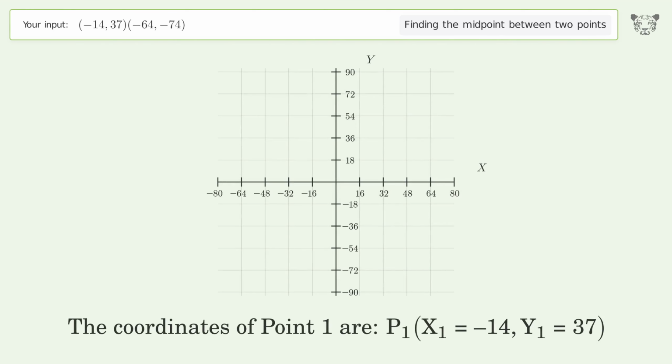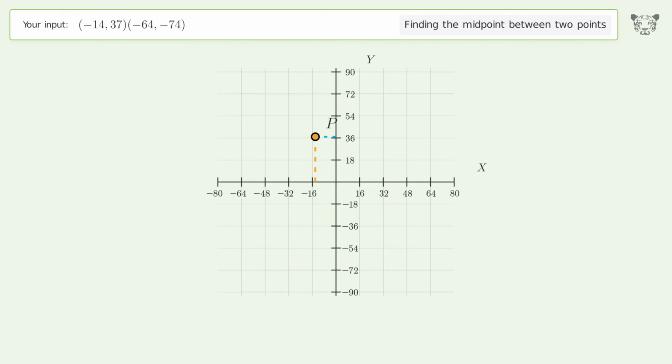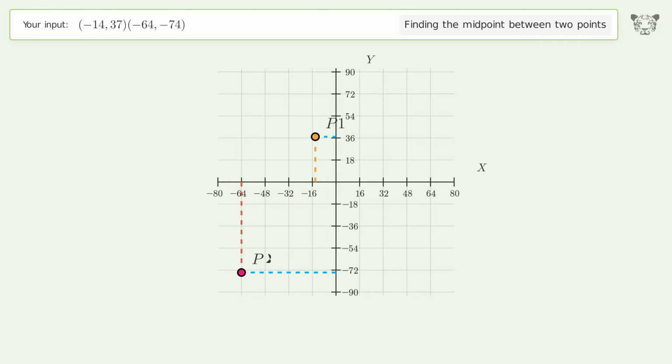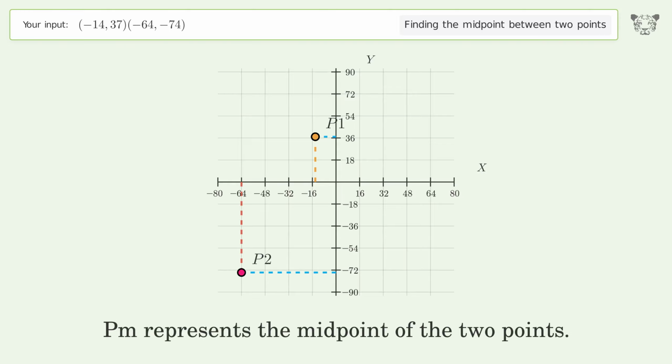The coordinates of point 1 are x1 equals -14, y1 equals 37. The coordinates of point 2 are x2 equals -64, y2 equals -74. PM represents the midpoint of the 2 points.